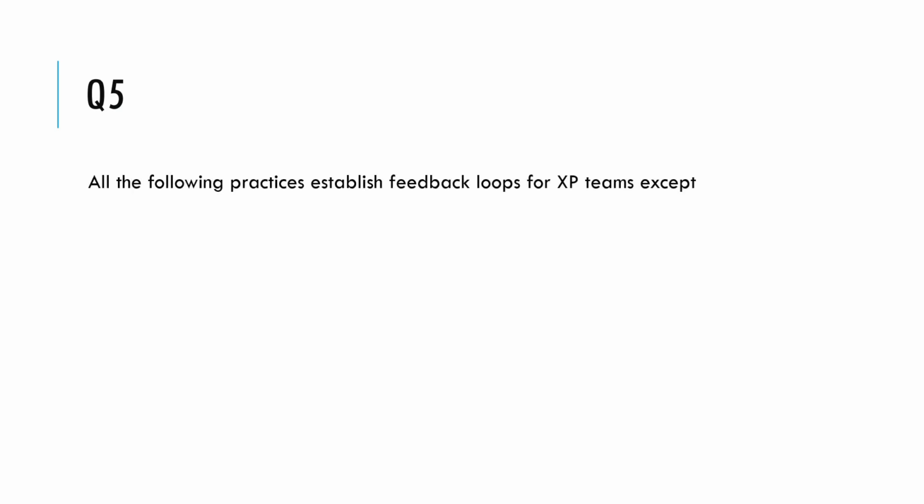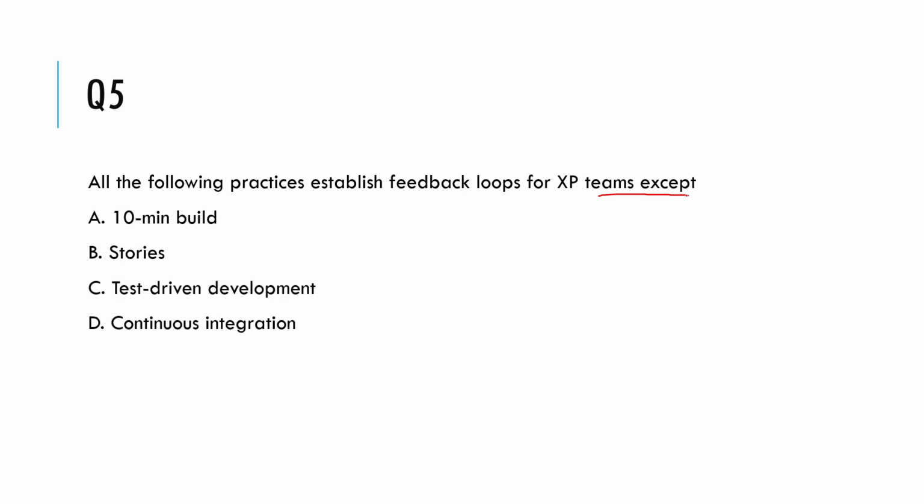All right, question number 5. All the following practices establish feedback loops for XP teams except. So, one of the options does not establish feedback loops, and that's what we need to find out. Option A, 10-minute build. B, stories. C, test driven development. And D, continuous integration.